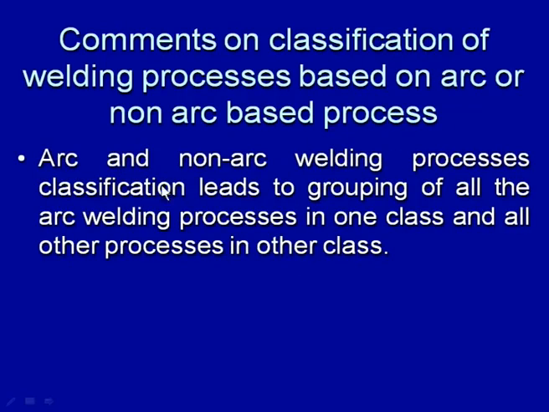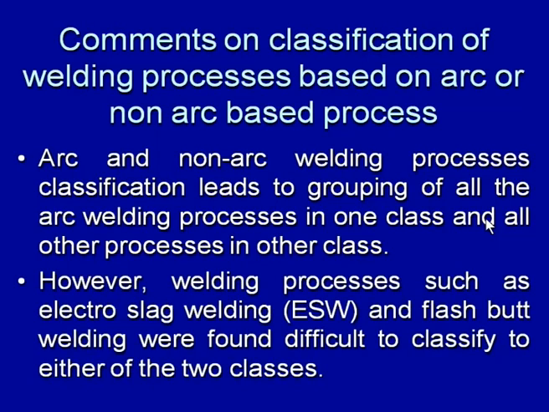If we see here, the arc and non-arc welding process classification leads to grouping of all the welding processes in one class and all other welding processes in another class. It means those welding processes where arc is generated are kept in one category, and all those welding processes where no arc is generated or used are put in another category.